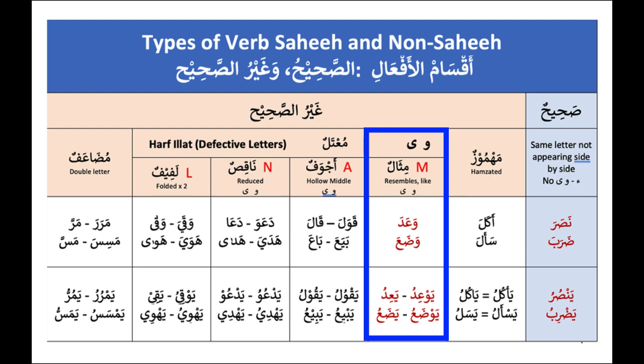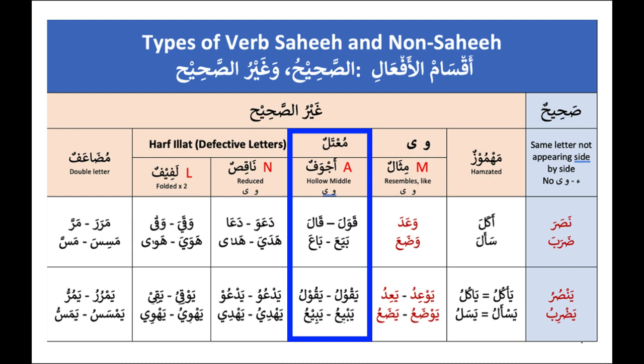The second one is azwaf for A. And the third one is N for naqis, and fourth one is L for lafif. So you need to remember this order. Misal, azwaf, naqis, lafif. M-A-N-L. Manal. We understood how misal works, and we looked at two examples, wa'ada, wa'da'a, where waw, harf-e illat, appeared at the beginning of the verb.